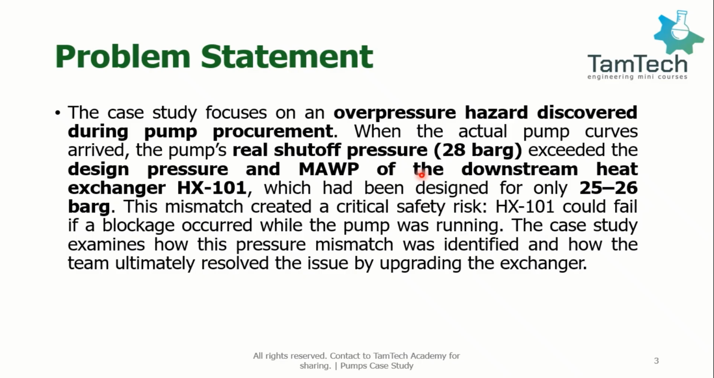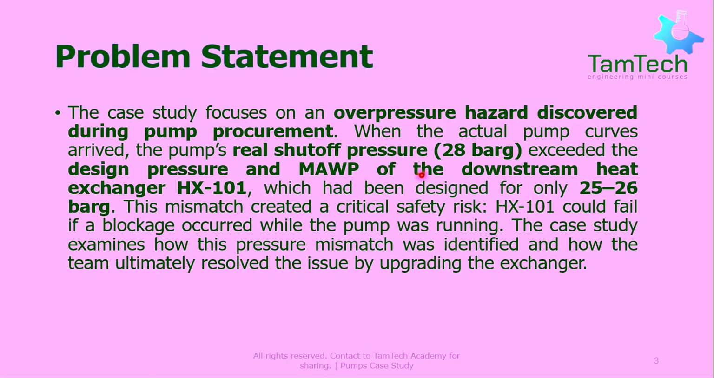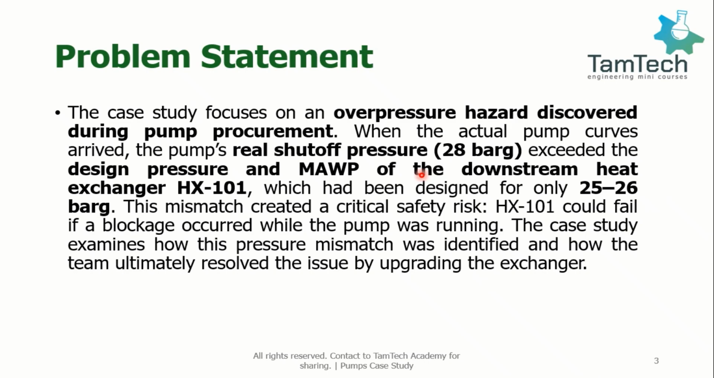This mismatch created a critical safety risk. Heat exchanger 101 could fail if a blockage occurred while the pump was running. The case study examines how this pressure mismatch was identified and how the team ultimately resolved the issue by upgrading the exchanger. So my recommendation to you is to stop the video here, think a little bit about the problem itself and find a solution by yourself, then continue to look at the solution of the problem.